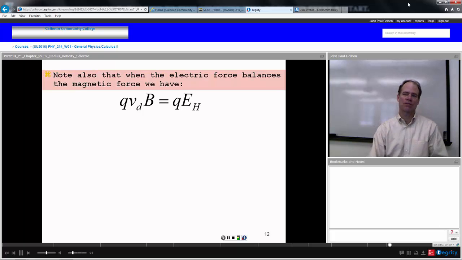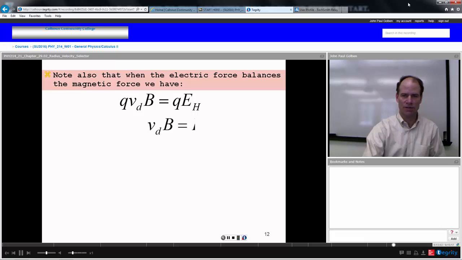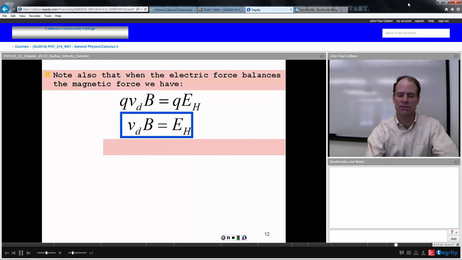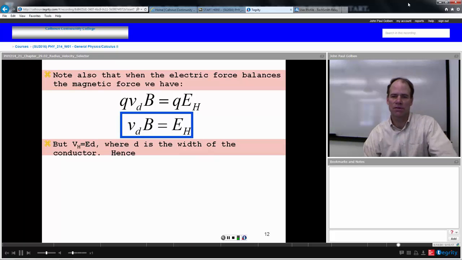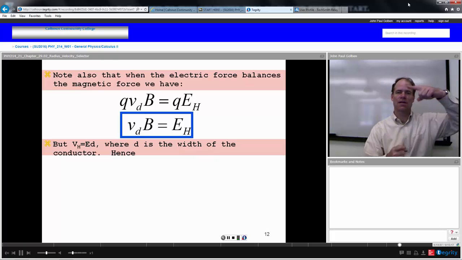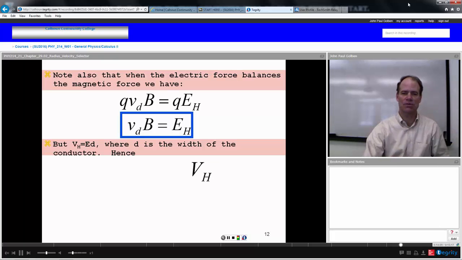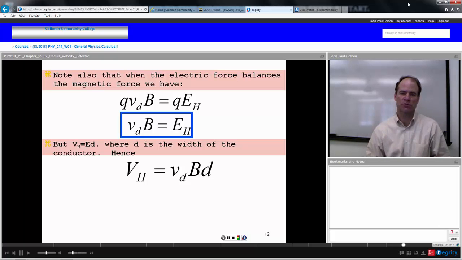Note that when the electric force balances the magnetic force, we have Q drift velocity magnetic field equals Q electric field. The Q's cancel out, so the drift velocity times the magnetic field is equal to the electric field. But we know that the Hall voltage is equal to the electric field times the distance d, where d is the width of the conductor. So we could measure that voltage, and that voltage would be equal to the drift velocity of the carriers times the magnetic field times the distance d for the width of the conductor.